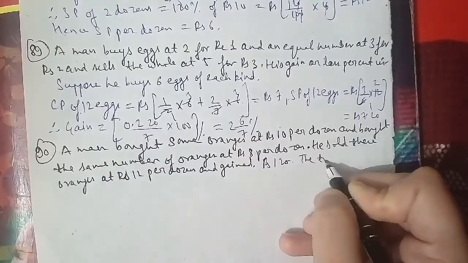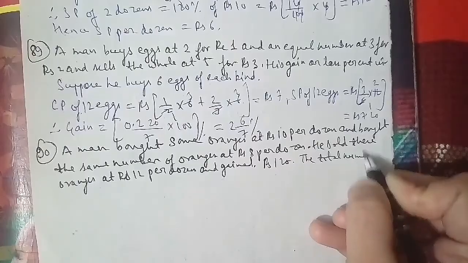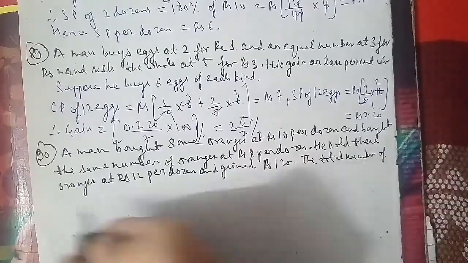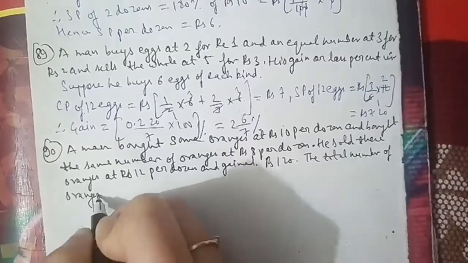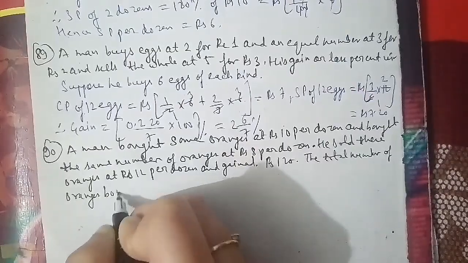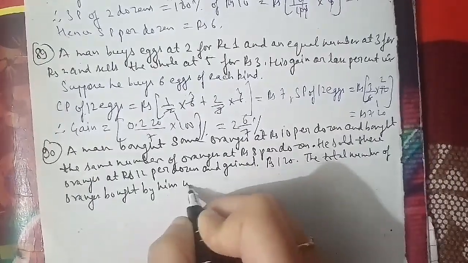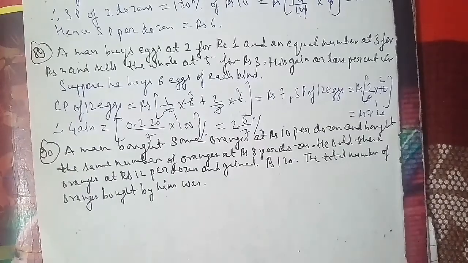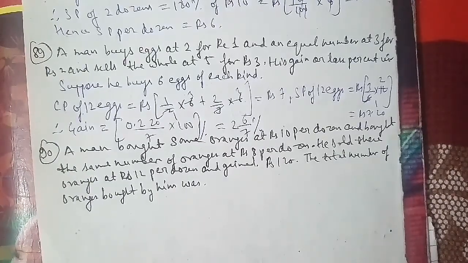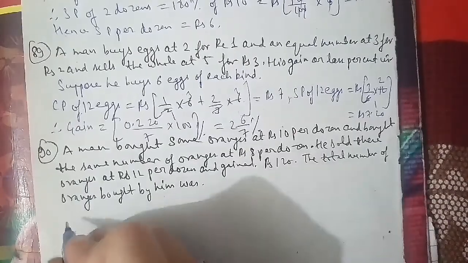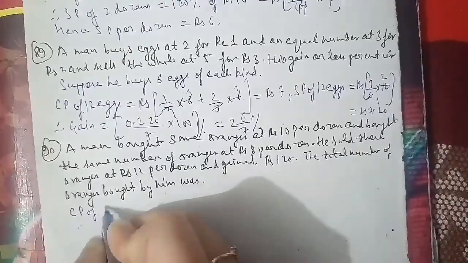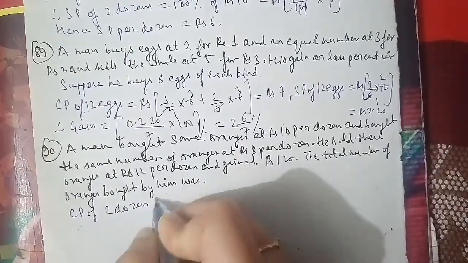CP of 2 dozen oranges equals rupees 10 plus 8, which equals rupees 18. SP of 2 dozen oranges equals rupees 22. If profit is rupees 4, oranges bought equal 2 dozen.